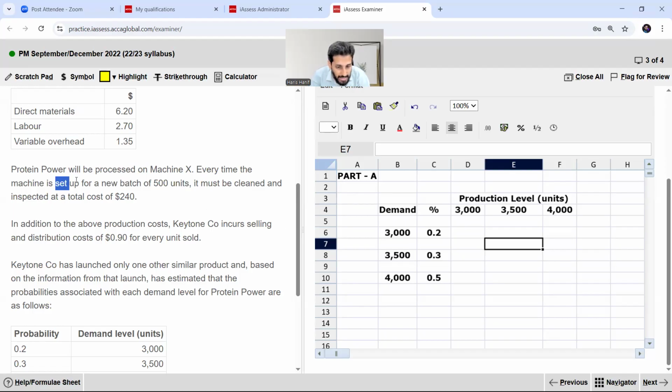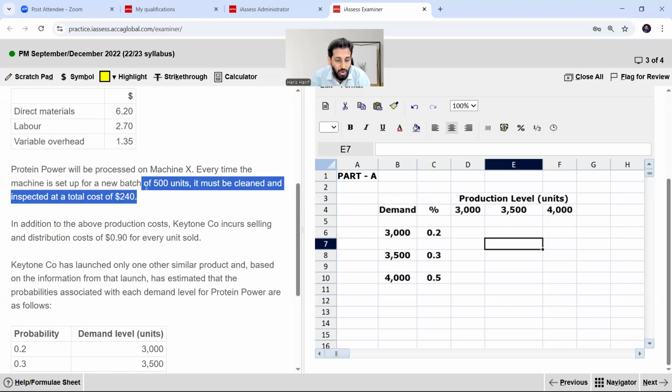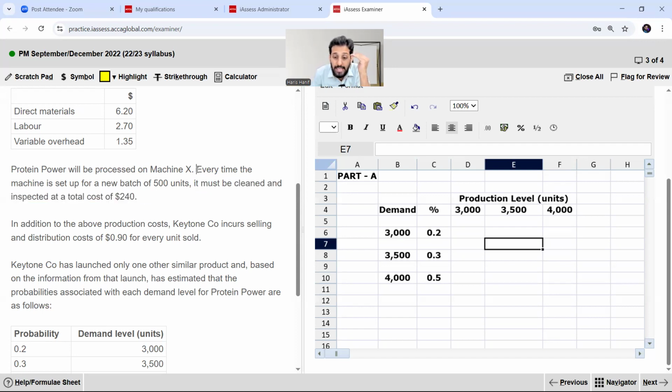Every time the machine is set up, it must be cleaned and inspected at a total cost of 240. So we can say that this is my 240 cost for one setup, and one setup means one batch of 500. Every time, what is written? It is written every time the machine is set up.